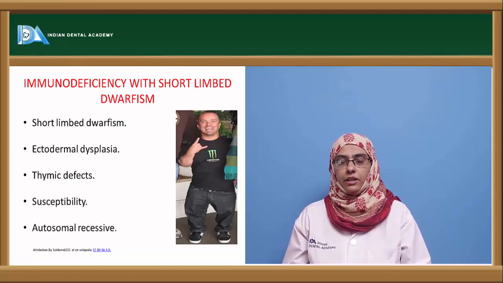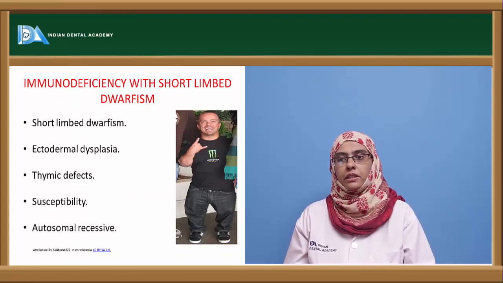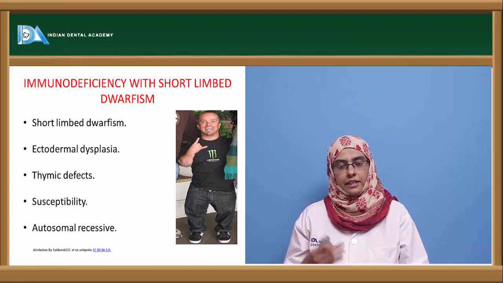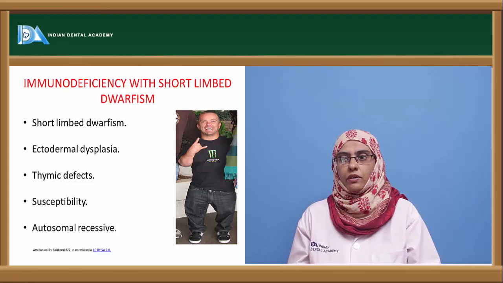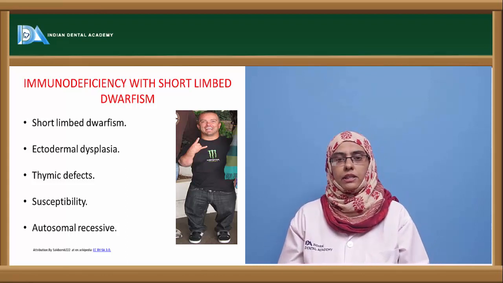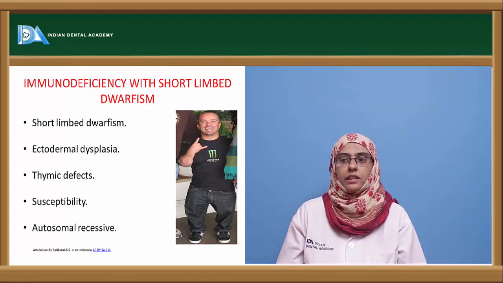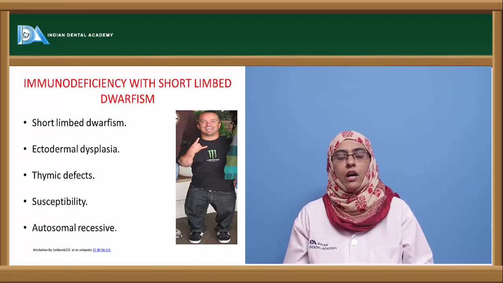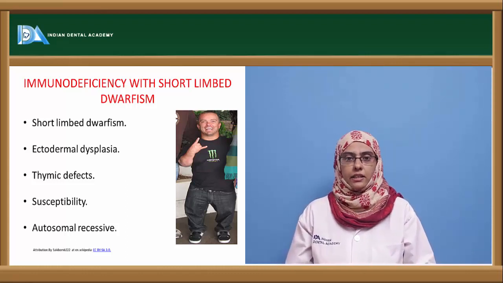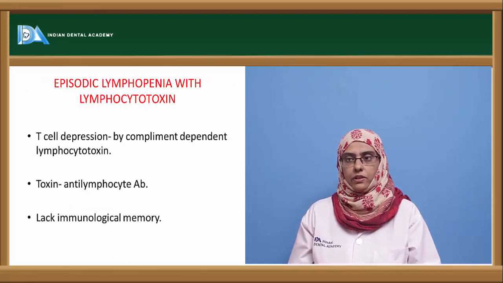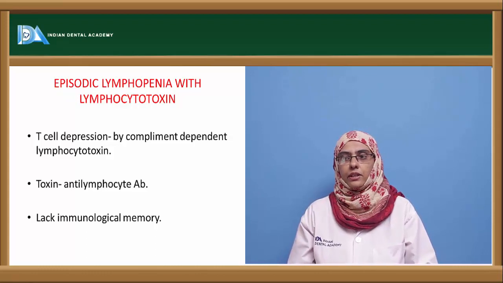Next is the immunodeficiency with short-limbed dwarfism. The characteristic feature in this patient is the short-limbed dwarfism, and ectodermal dysplasia and thymic defects are seen. They have enhanced susceptibility to different kinds of infections, and it is an autosomal recessive disorder. Next is episodic lymphopenia with lymphocytotoxin.